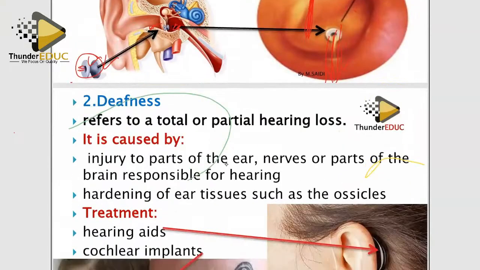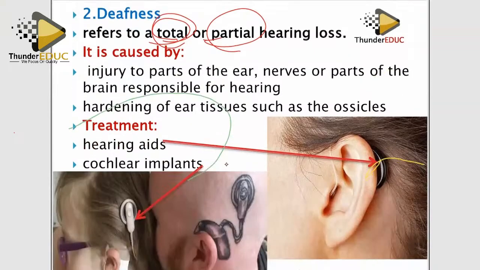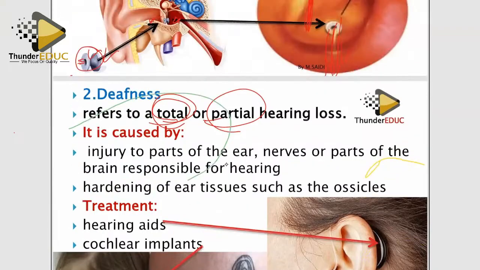Number 2, deafness. It could be a partial deaf, or it could be a total deaf. What causes this? Some of this is caused by not cleaning our ears, like too much wax in the ear. You have ever seen people having a lot of wax in the ear? It can be caused by that. Number 2, it can be caused by injuries of the part of the ear or the nerves or part of the brain responsible for hearing. In this case, that is cerebral. You have got an accident, and this accident has caused you to lose these, or these parts are damaged.